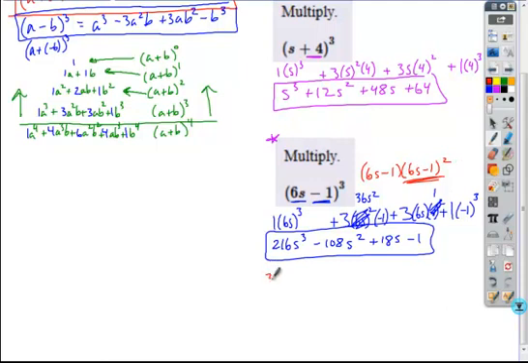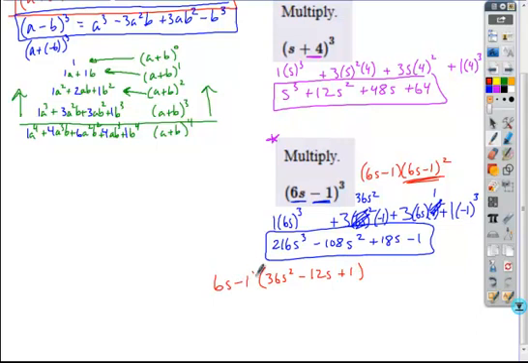So you'd square the first, 36s squared, double the product of the terms. So 6s times a negative 1 is negative 6s, doubled is negative 12s. And then square the last term, plus 1. So this would be the expanded form here.